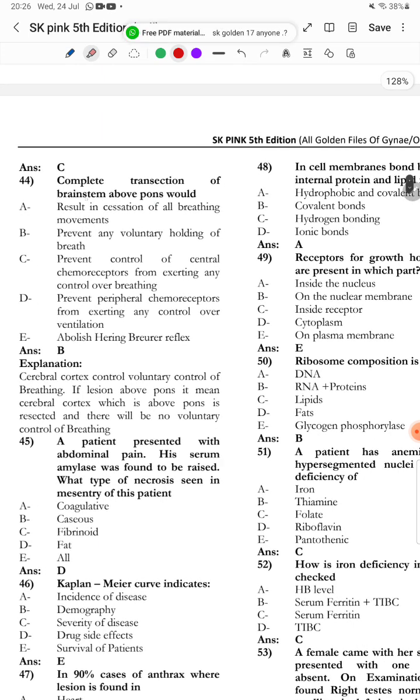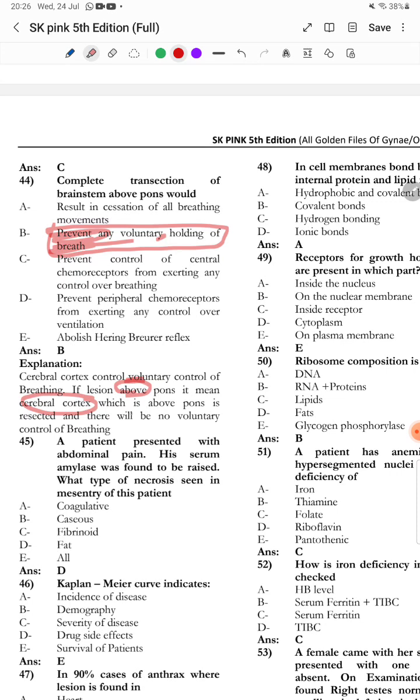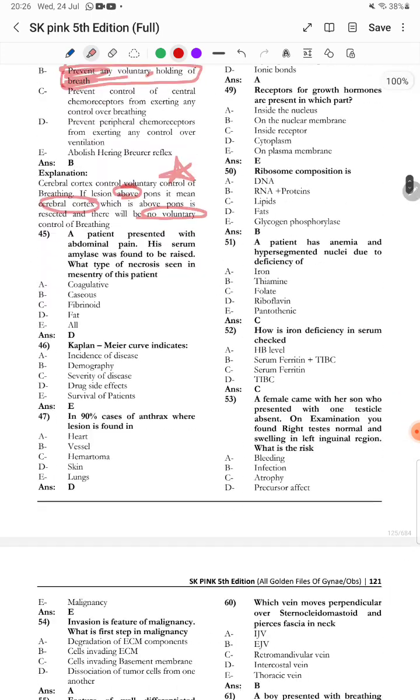Complete transection of brain above the pons will result in prevent any voluntary holding of breathing, okay. Cerebral cortex controls voluntary control of breathing. If lesion above the pons, it means that the cerebral cortex which is above the pons is resected and there will be no voluntary control of breathing anymore.